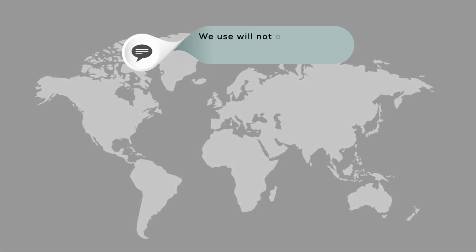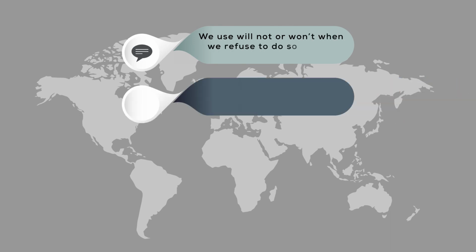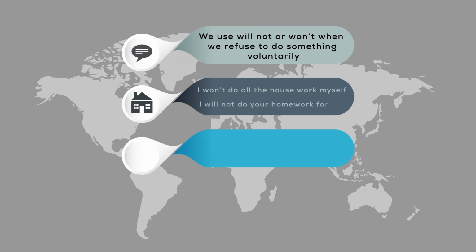We use will not or won't when we refuse to do something voluntarily. I won't do all the housework myself. I will not do your homework for you.